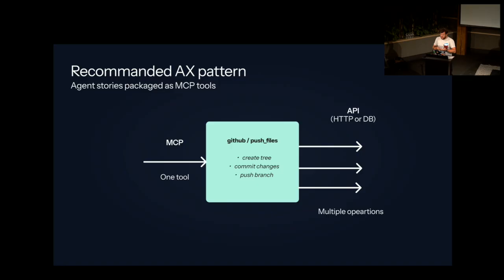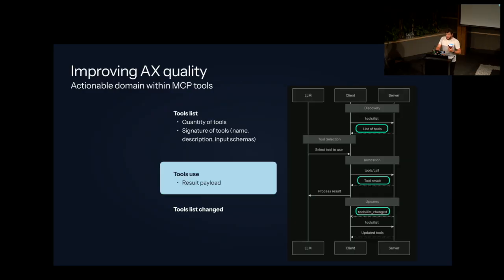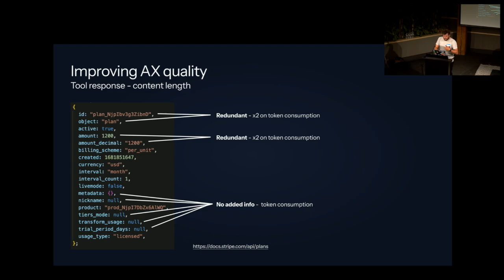basically encapsulating multiple API calls that reflects a user story, a user workflow, into a single MCP tool. Let's take a look at tool use. When responding to a tool use, your MCP server can straight away respond with a full payload of your API, like this example here from Stripe API.